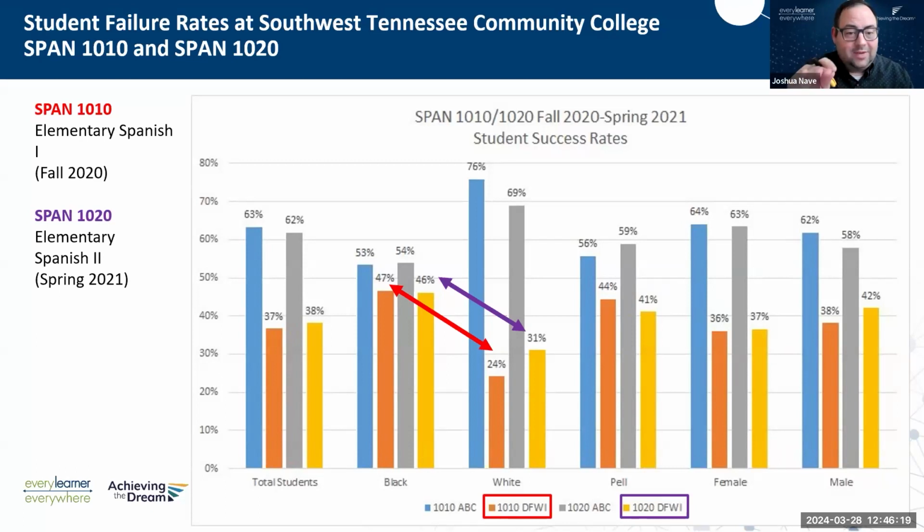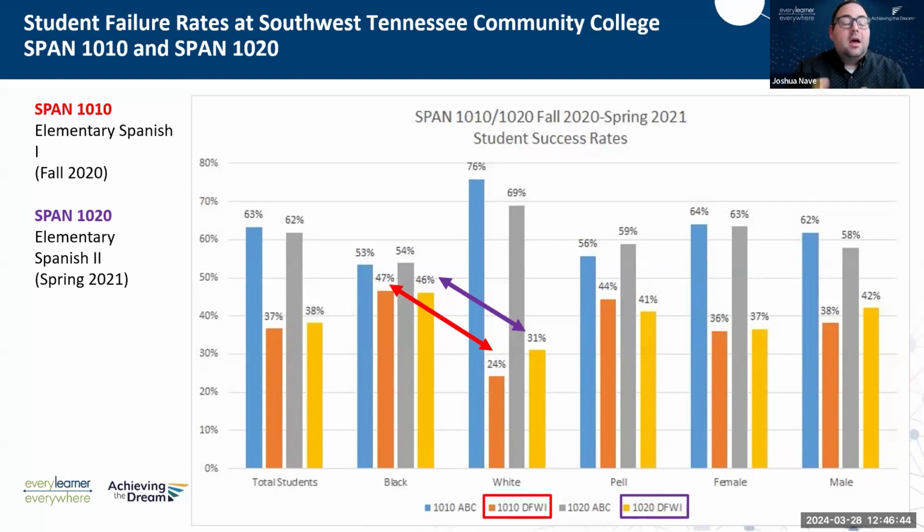They say success rates, but they're actually failure rates. So sorry, these are: 40% of our Black students were failing, and 24% of our white students were failing. And then when they moved into Spanish 1020, 46% of our Black students were failing, and 31% of our white students were failing.